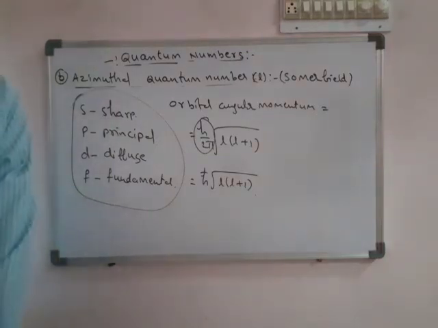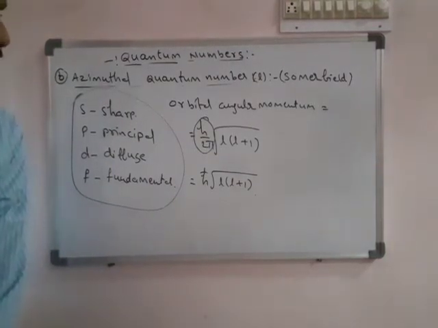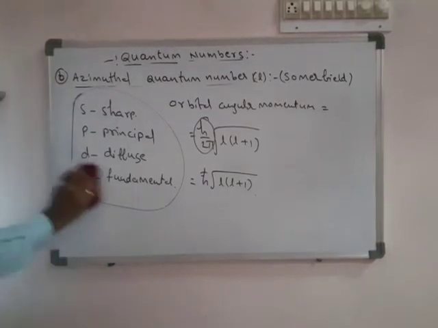Okay, so this is the azimuthal quantum number. Next we see the third one.